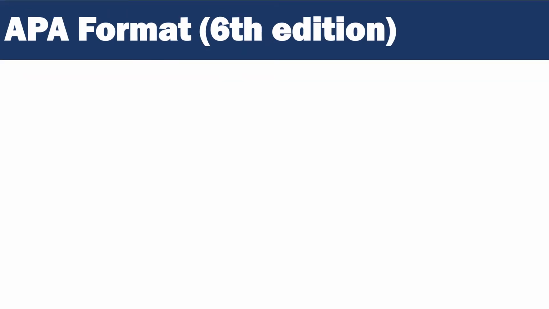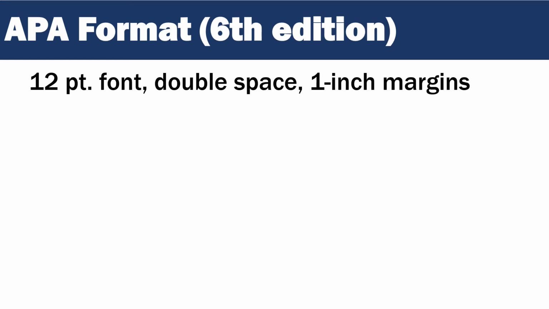Now on to formatting of your APA 6th edition paper. The paper should be double-spaced, 12-point font, and 1-inch margins. Most of these requirements are already set to default on Word. Please do not try to alter these defaults to make your paper longer or shorter. It's very obvious and will end up getting you into trouble.